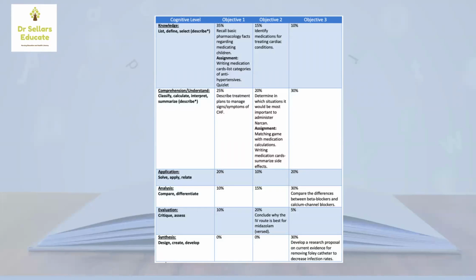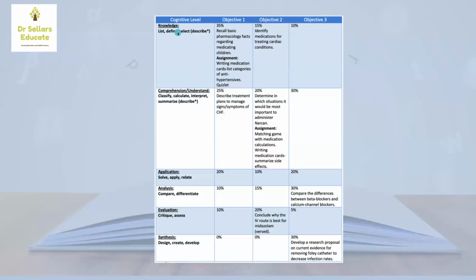This is an example of an exam blueprint. This is a combination between simple and comprehensive. It doesn't include some of the comprehensive elements that we'll talk about shortly. So let's go ahead and take a look at this example. So you see here at the top, we have the cognitive level, and then we have objectives 1, 2, and 3. On the left-hand side is going to be a list of all of the 6 cognitive levels. Again, this is based on Bloom's taxonomy and the theory associated with learning.